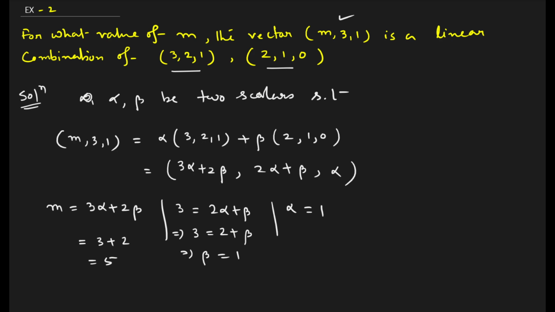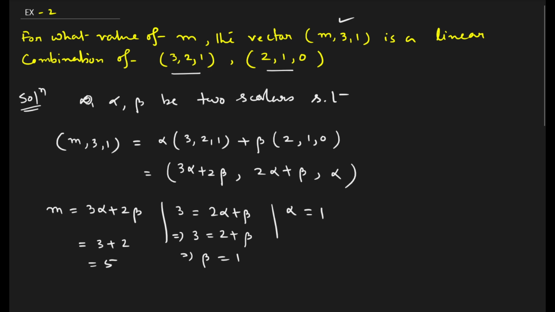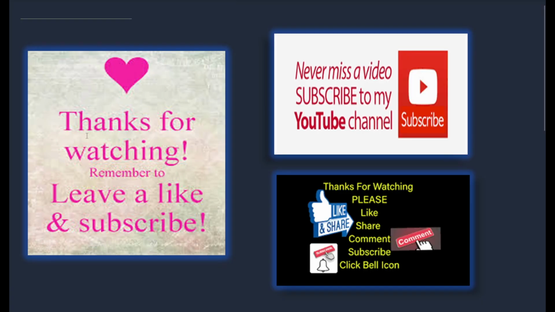Okay, so linear combination is very simple. Linear combination is a combination of some scalars and vectors. So I hope you understand this lecture on linear combination of vectors.